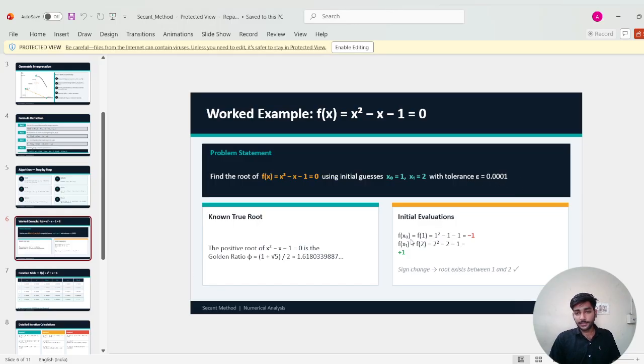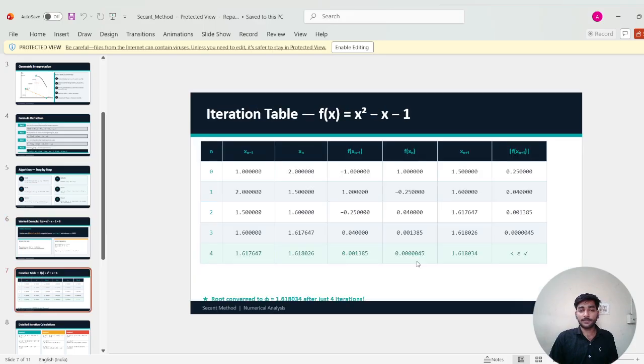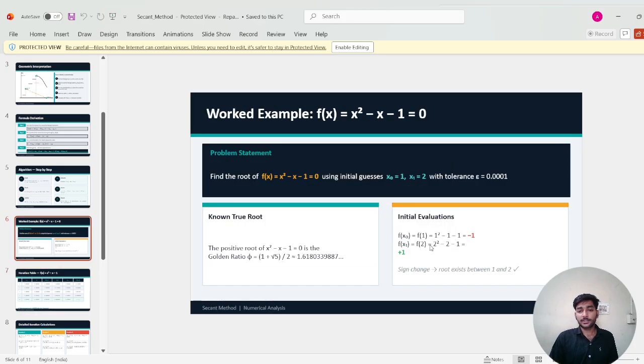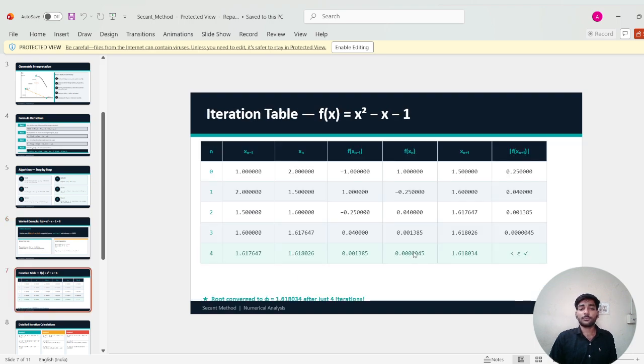First of all, we find f of x0 and f of x1. Here x0 value is 1, then we put the value of x equal to 1, and we get f of x0 is equal to 1 minus 1, which is minus 1. When we put the value of x1 equal to 2, then we get 1. Then now we will update the value of x0 by x1 and x1 by x2.